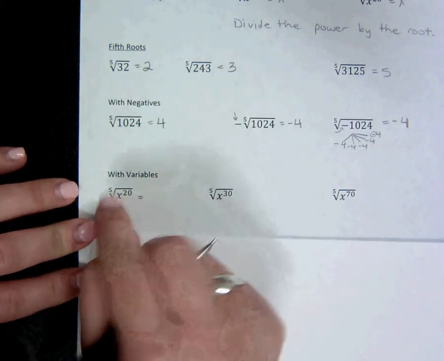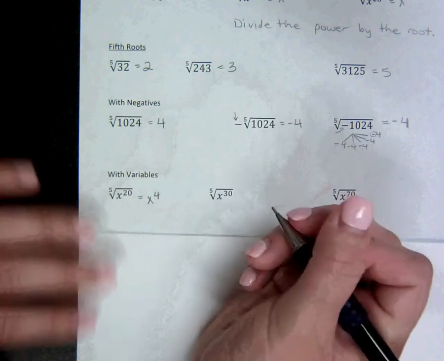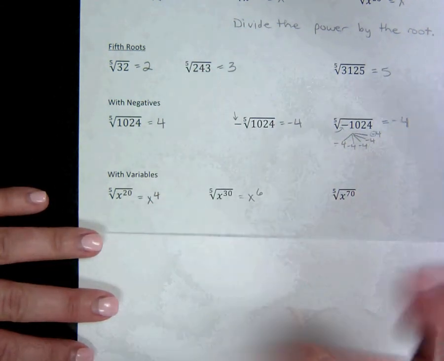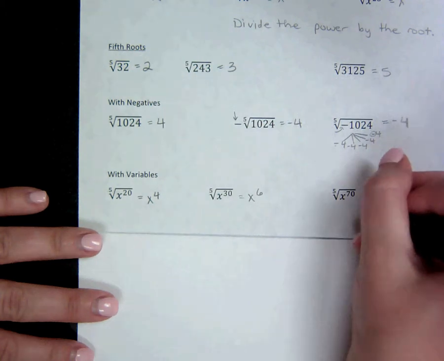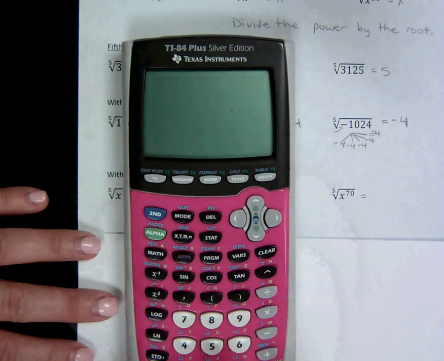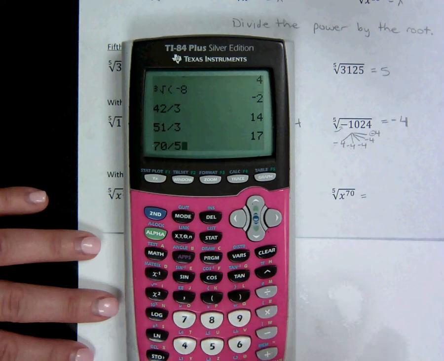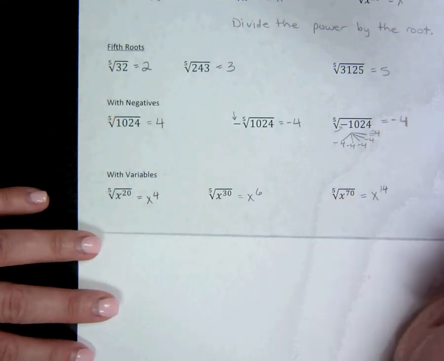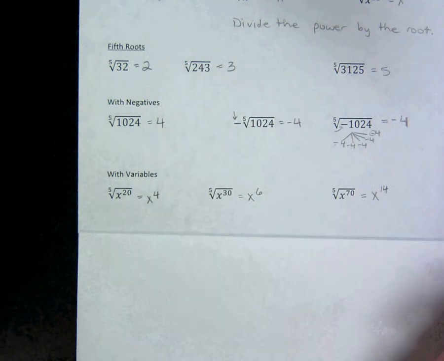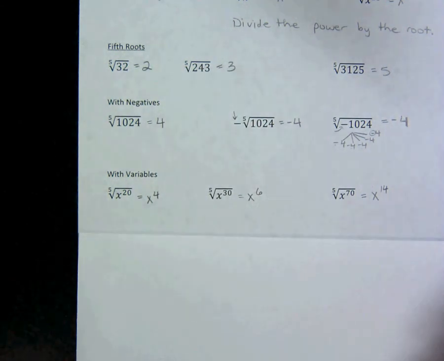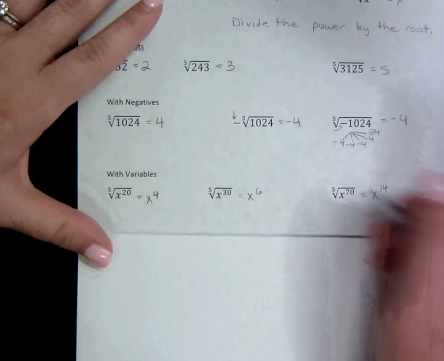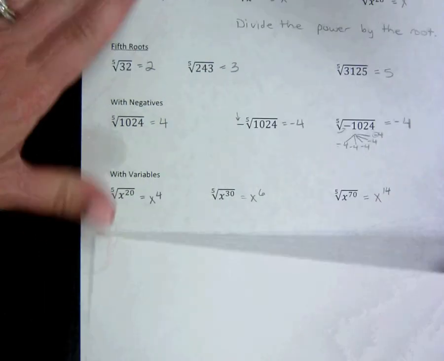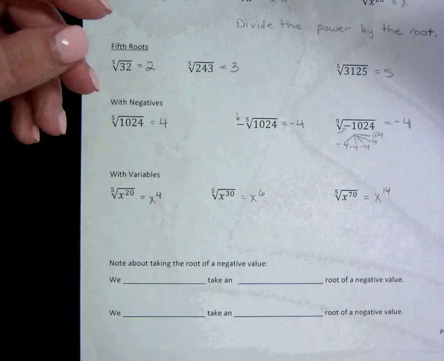So 20 divided by 5 would be 4. 30 divided by 5 would be 6. 70 divided by 5, I'm not sure. I should know these things probably. 14. So if you're ever not sure, use your calculator. Don't try to figure it out by hand. I don't know all my multiples of everything, but that can help you just dividing the power by the root. So hopefully you've picked up on some patterns here.